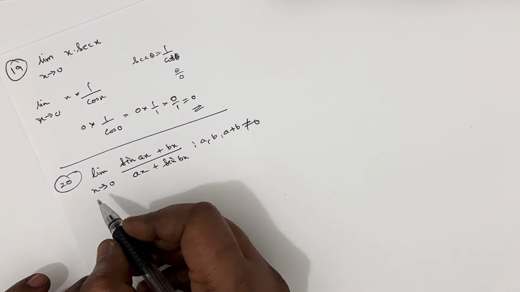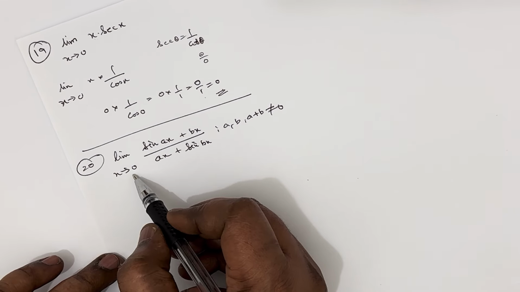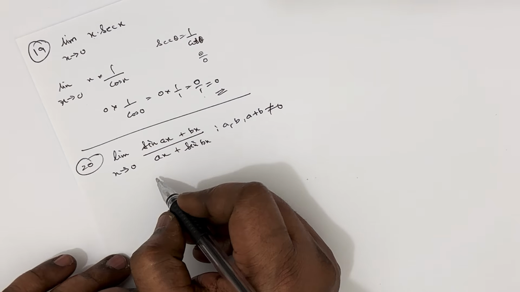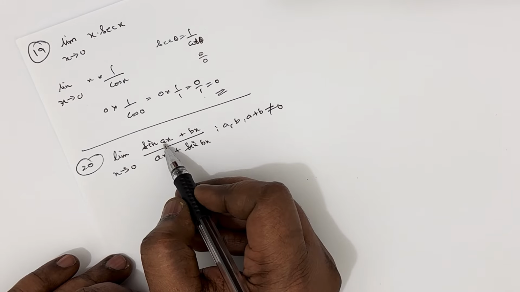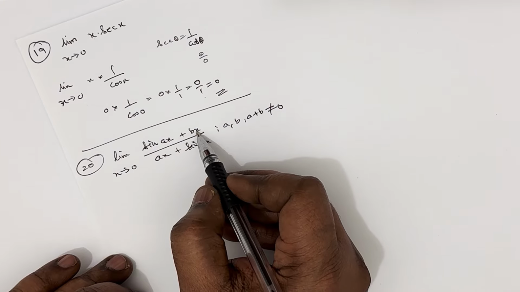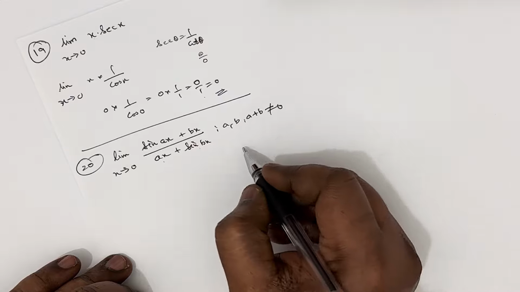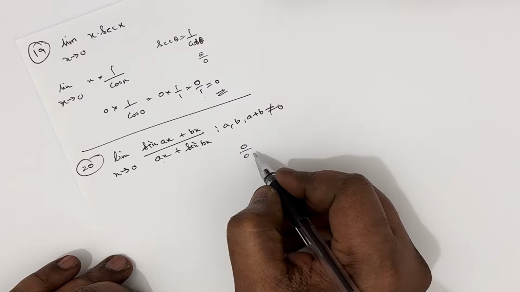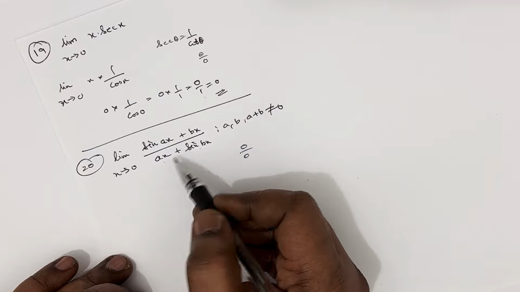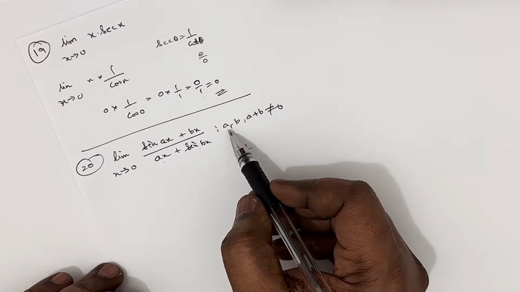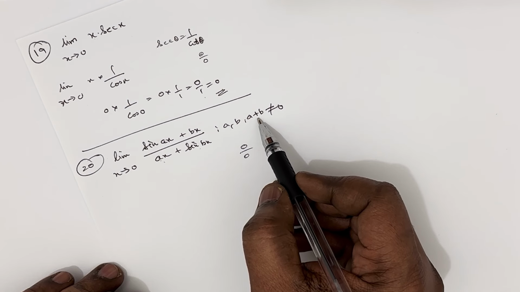Now let's do the 20th one. Now, limit of this function where x is approaching 0. When we apply the value of 0, sine 0 becomes 0, and this also becomes 0, so it becomes 0 upon 0, indeterminate form. So let's change this. Again, they have given conditions a, b: a should not be 0, a plus b should not be 0.